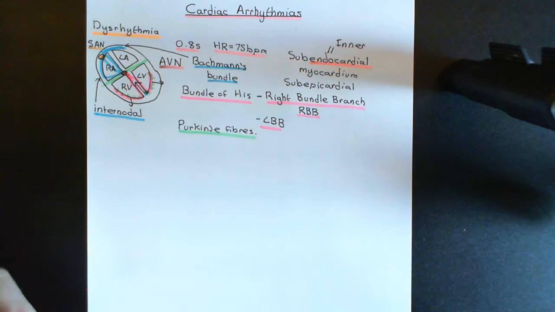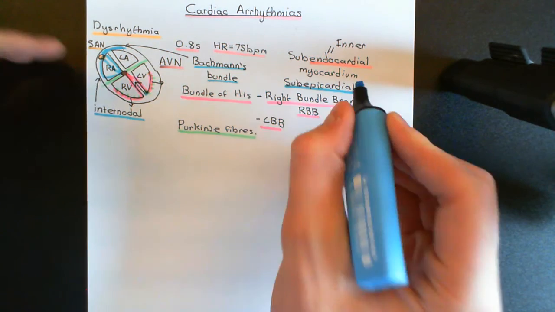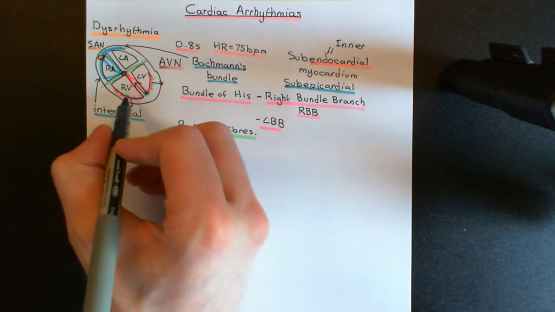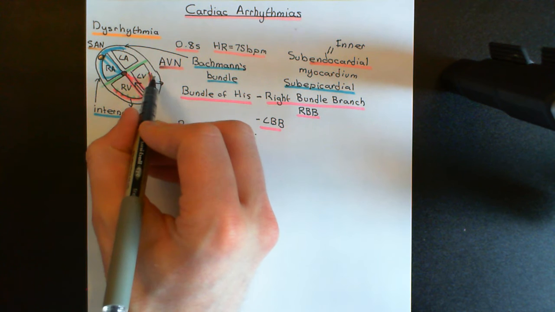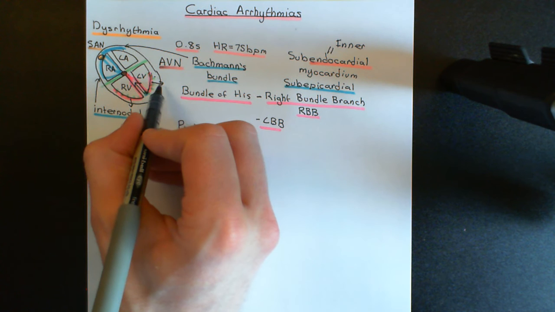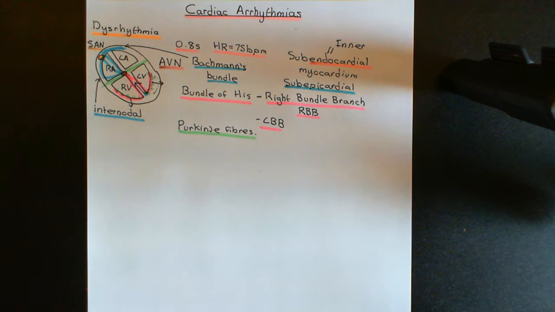So subepicardial means underneath the epicardium. Okay, so that's where that word comes from. It's the fancy way of saying the outer portion of myocardium. So the action potential is released onto the subendocardial myocardium before the subepicardial, and it propagates from the subendocardial contractile cardiomyocytes out to the subepicardial cardiomyocytes. And as I say, this is really important for ECG interpretation.